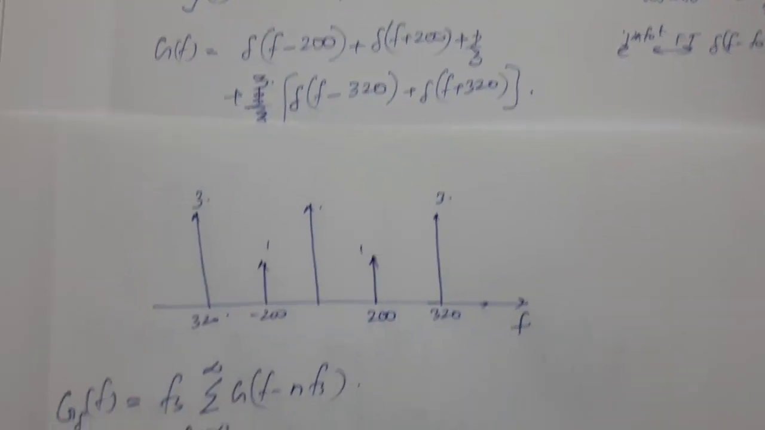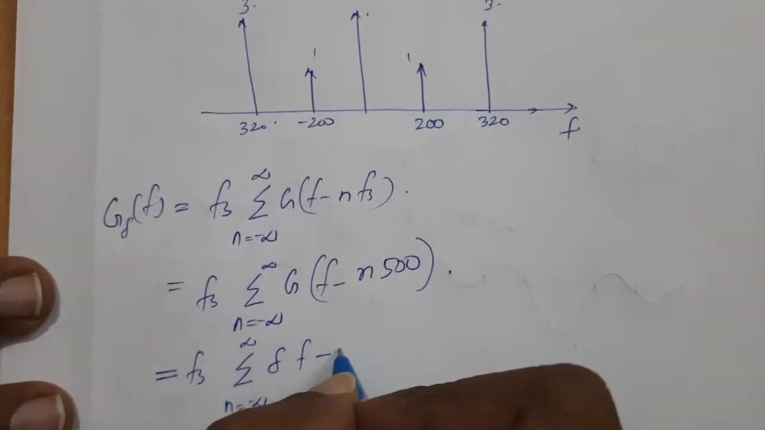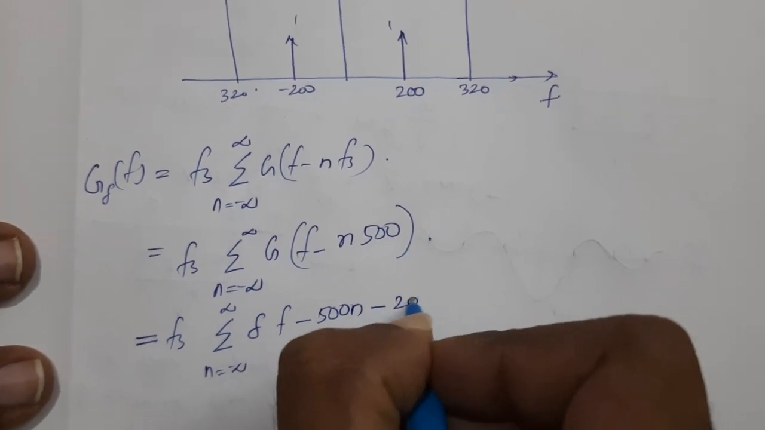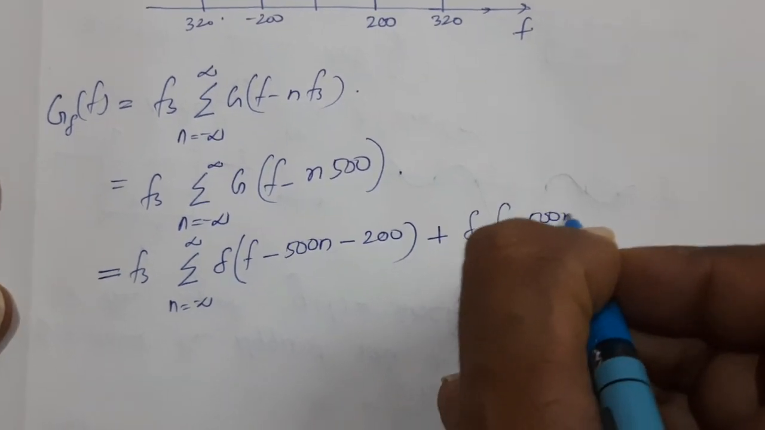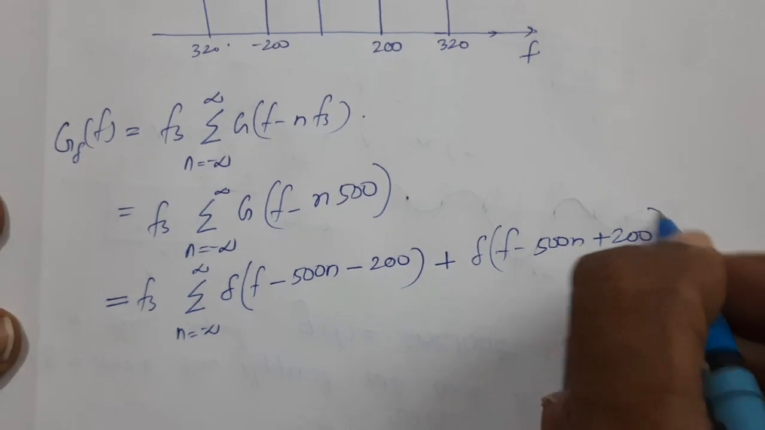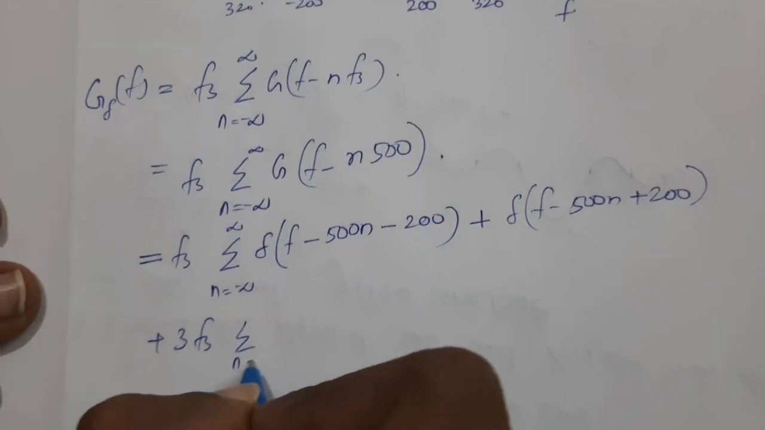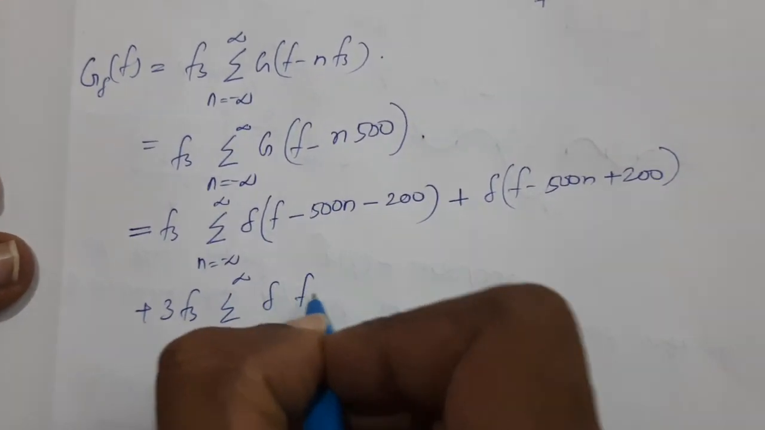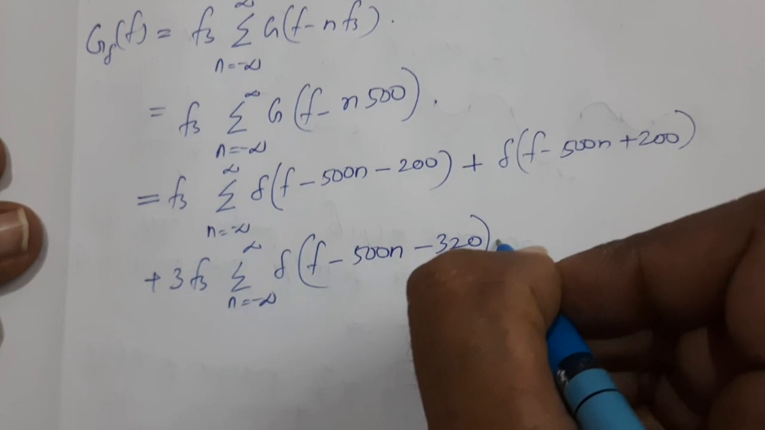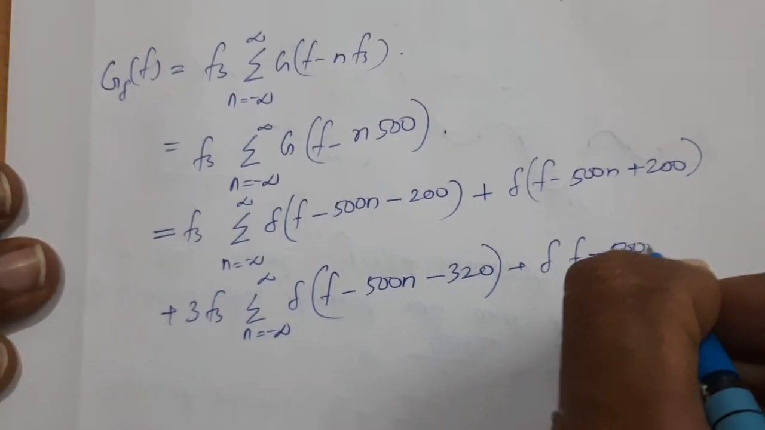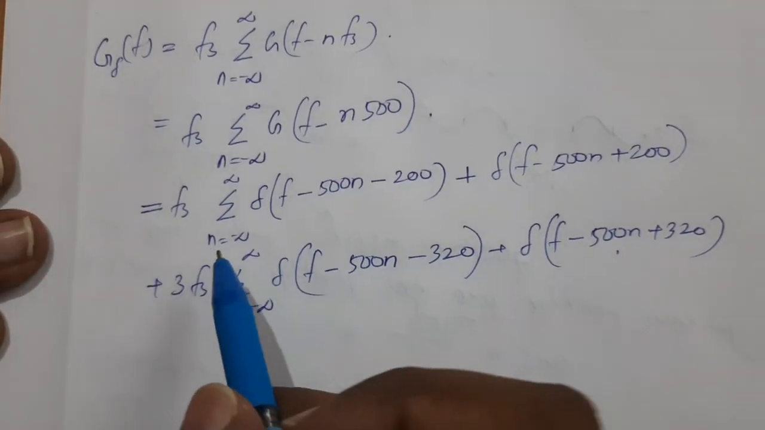So this can be written as the sum over n from minus infinity to plus infinity of delta f minus 500n minus 200, plus delta f minus 500n plus 200, plus 3 fs into the sum over n of delta f minus 500n minus 320, plus delta f minus 500n plus 320. Now we need to give values for n.